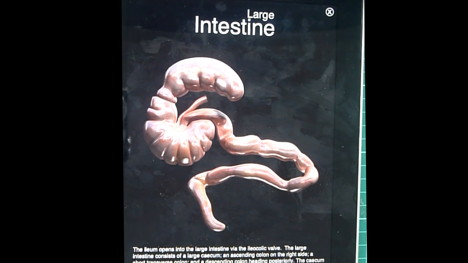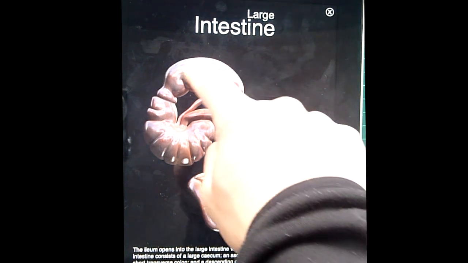The large intestine consists of a large cecum, an ascending colon on the right side, a short transverse colon, and a descending colon heading posteriorly. The cecum is a blind sac near the ileocolic valve. It is quite large in rats and contains microorganisms.